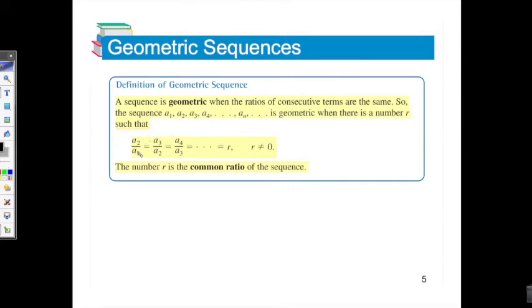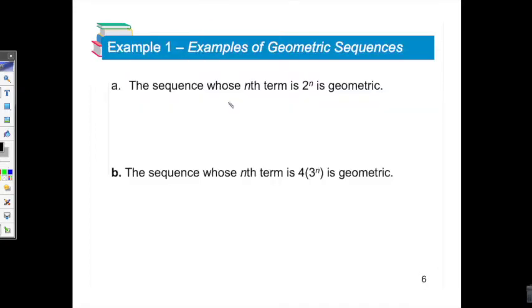So I take, say, the first term and the second term, divide them, and I would get some common ratio that would be equal to what I get if I took the third and second terms and divided them, or the fourth and third terms and divided them. And this ratio just can't be a 0 in order for us to have a geometric sequence. So once we have that r value, that common ratio, we're good to go. So let's check this out.